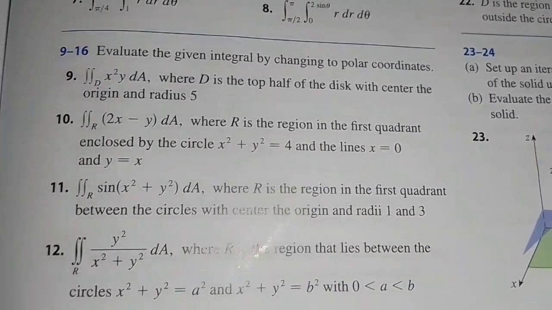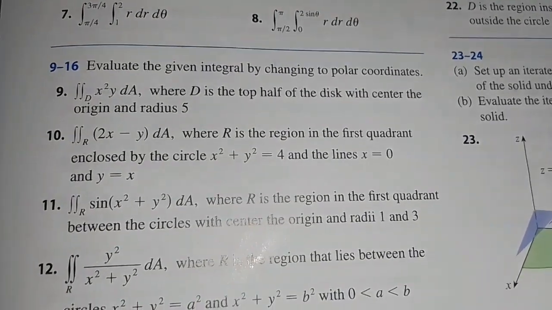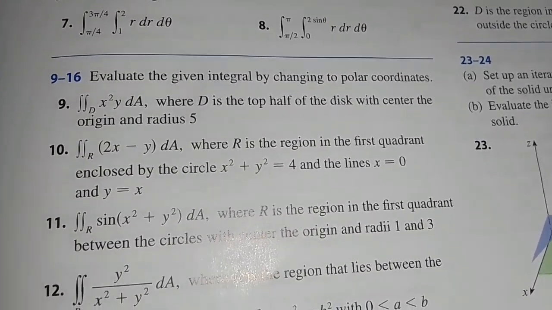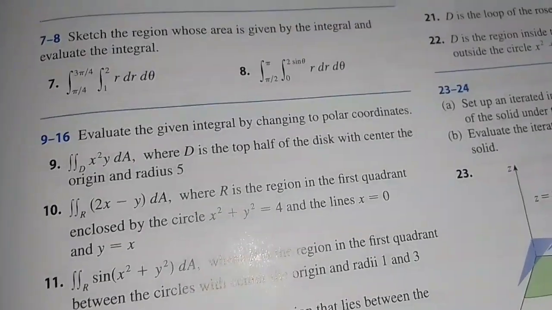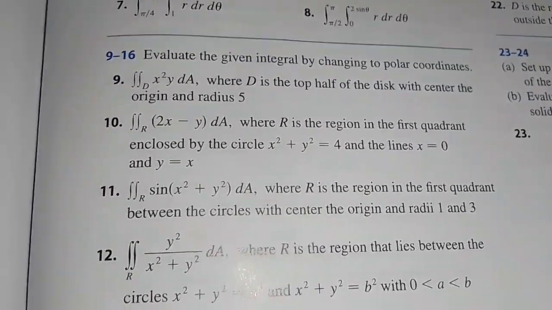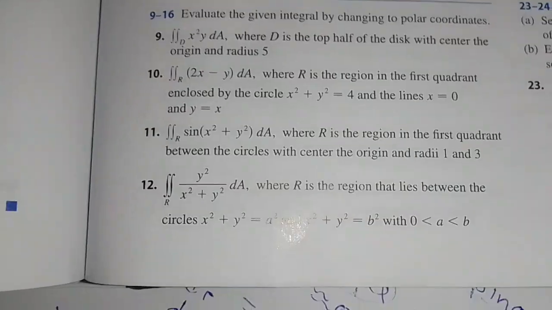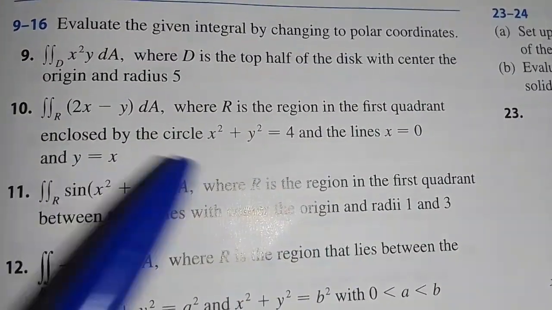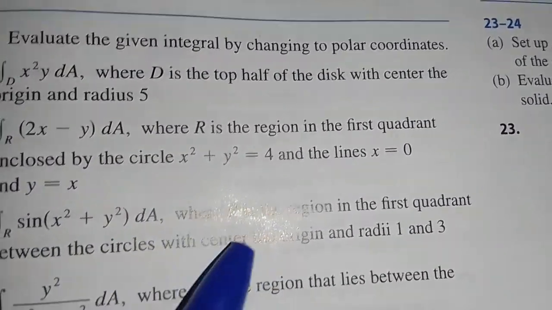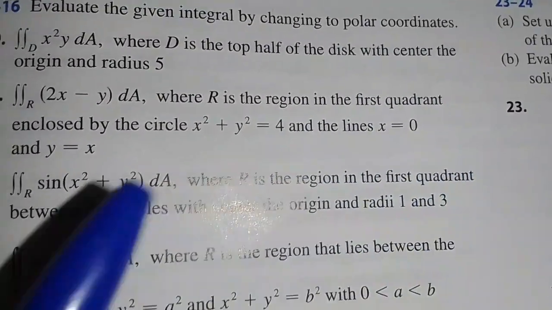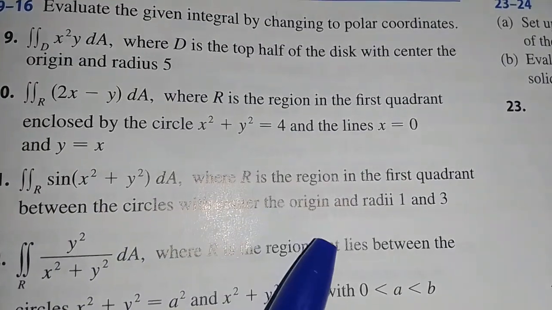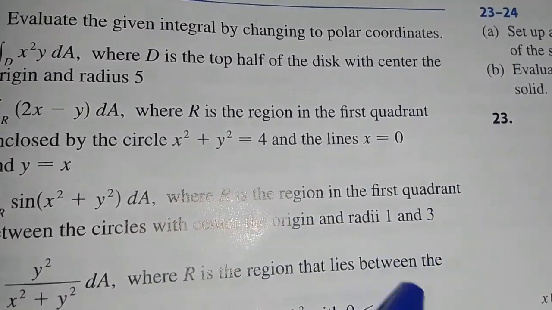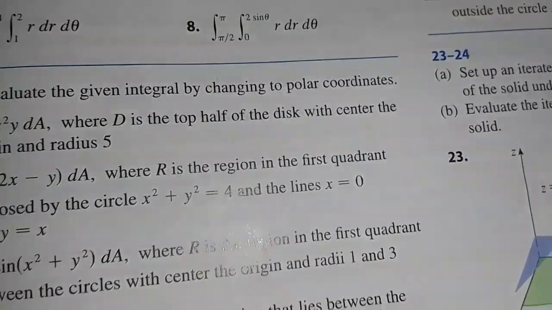Okay, so let's look at number 11 right there. Let's look at question 11 right there. So in this question, what we basically have is that you try to evaluate this double integral over a region R, whereby R is the region in the first quadrant between the circles with centers at the origin and radii 1 and 3. So basically we have something like this.